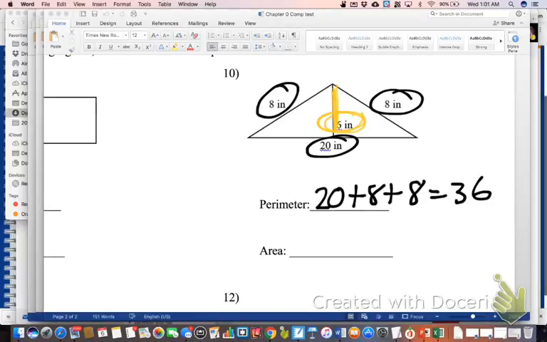oops, I lost my problem. There we go. So that's why I'm just going to do 20 plus 8 plus 8 because those are only the ones on the outside. And then I need to remember my units. So it's going to be 36 inches.